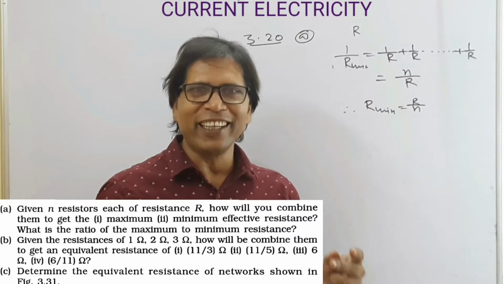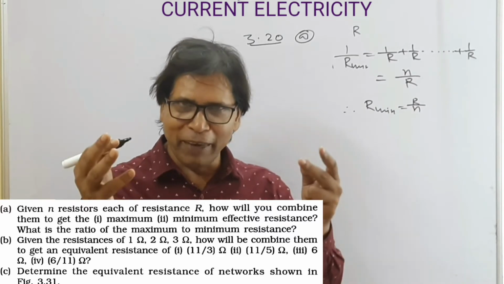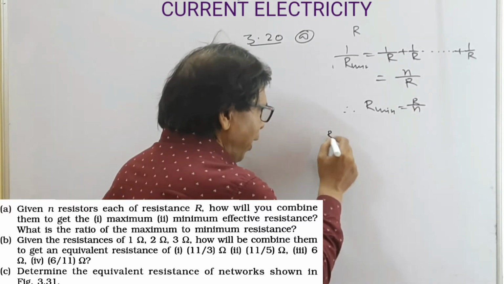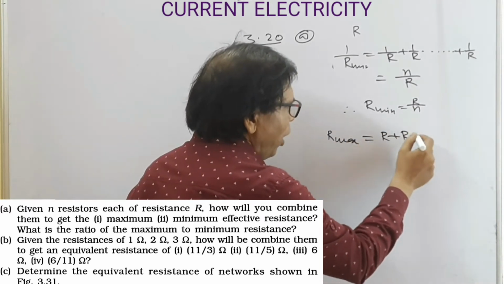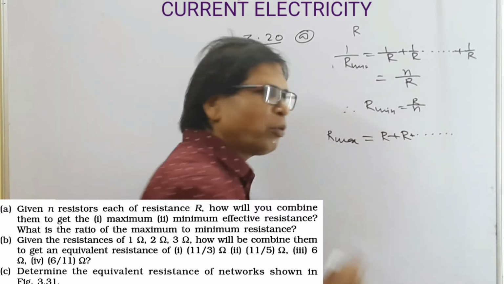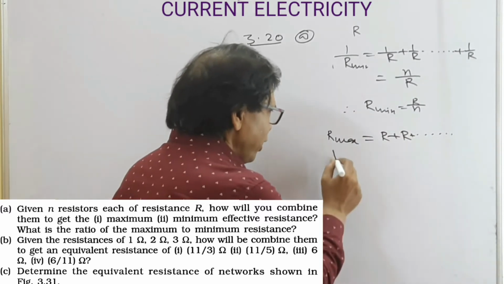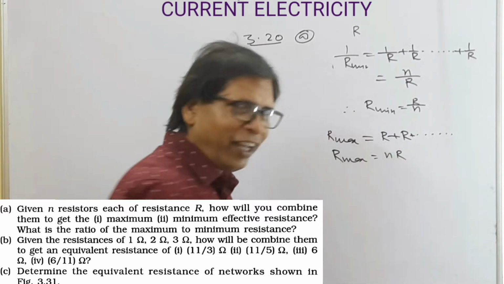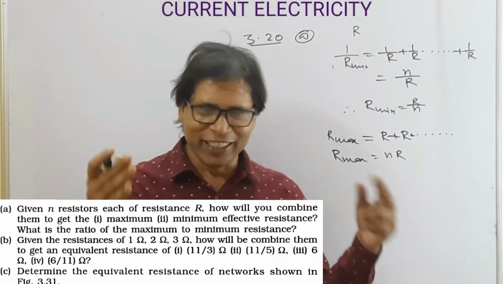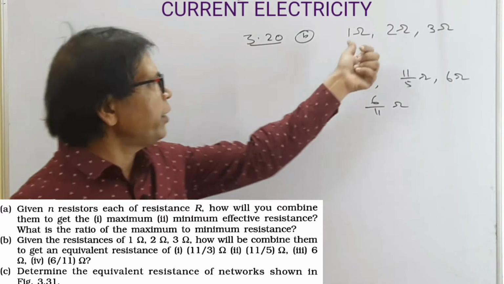In a series combination, the equivalent resistance becomes maximum. So R max becomes R plus R plus up to N terms. So R max equals NR. Okay, no problem. Next.